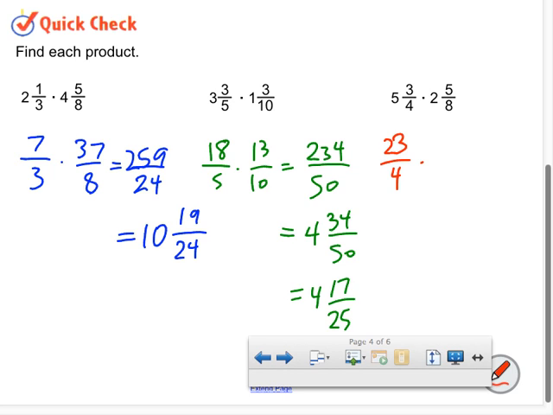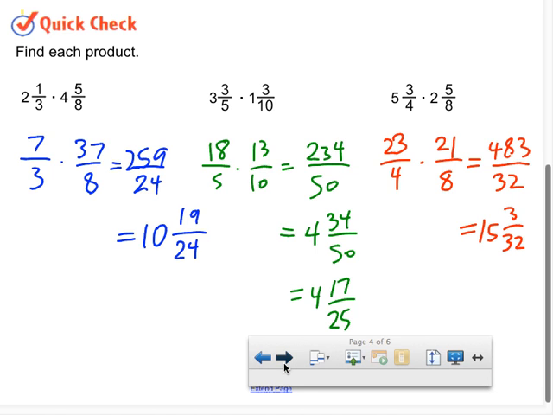Then you do the same thing. So it's 16, and if you add the 5, so it's 21 over 8. Okay, very good. And then what do we get when we find the product of these? 483 over 32. Very good. And then when you simplify that, what do we get back? 15 and 3 32nds. Okay, very good. Almost done.